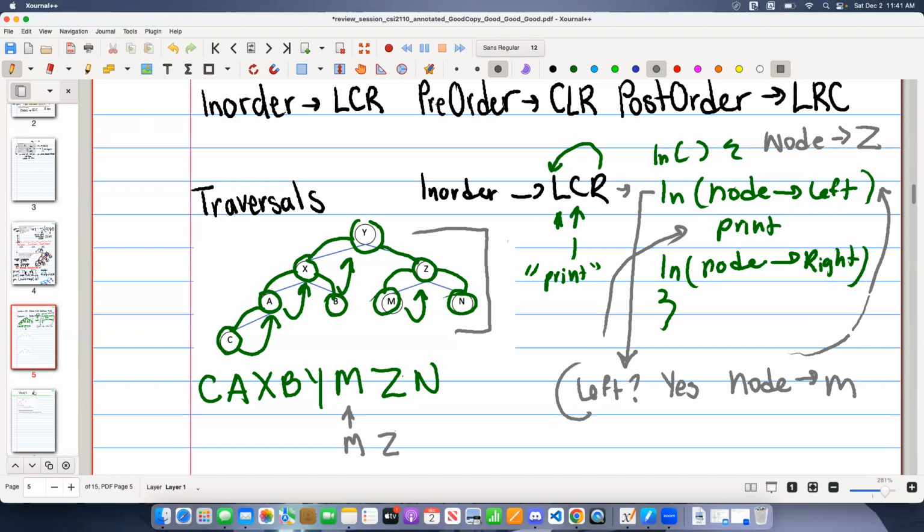Okay, now we keep going. We printed Z. Since Z is now exiting the print, we check if there's a right. Yes. We go from Z, traveling towards N. And then we do the same checks. Does N have a left? No. We print N. Does N have a right? No, we exit the function. So that's why, if you write the code or if you just know left, center, right, both examples work. Does that make sense for in order?